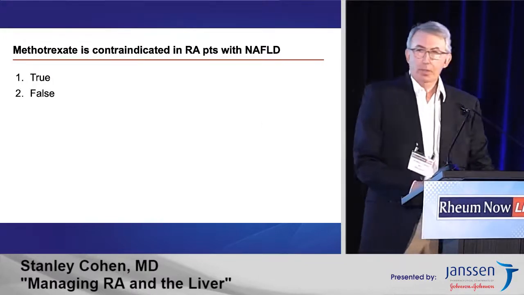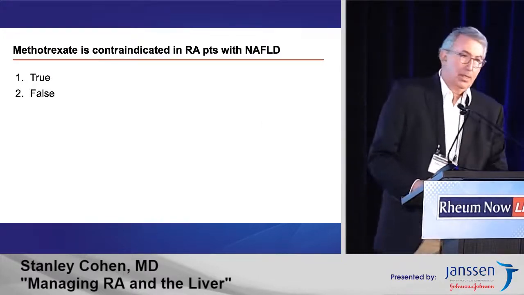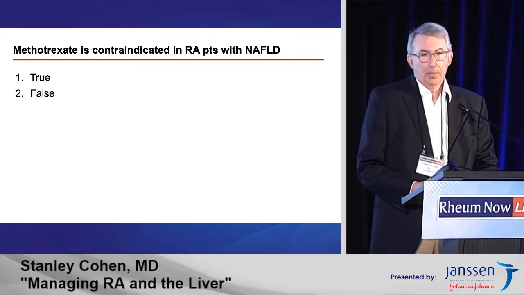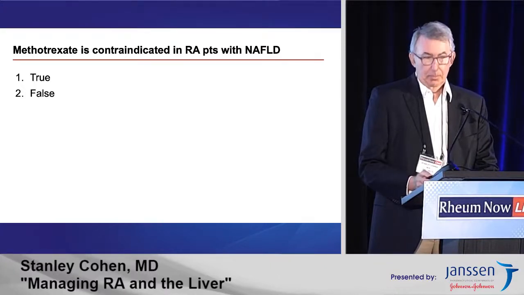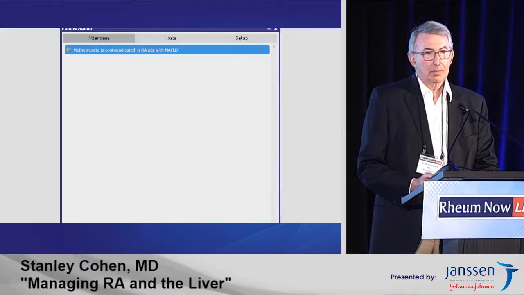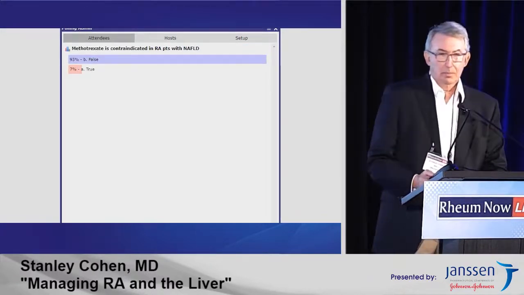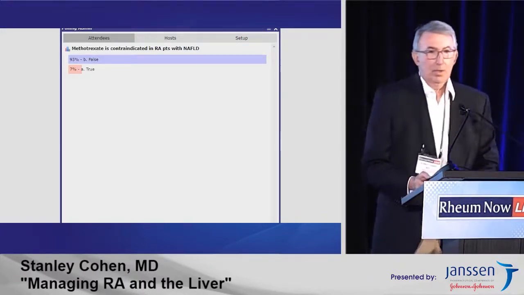So we have a question here. We'll see if it works correctly or not. Methotrexate is contraindicated in RA patients with non-alcoholic fatty liver disease. True or false? Just over 100 people have signed in. 93% false, 7% true. Great. Thank you, Artie.